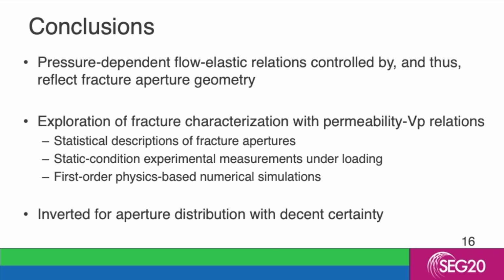So in conclusion, the idea of this project is that pressure-dependent flow-elastic relations are controlled by the fracture aperture geometry, and that's why we can use these relations to reflect the geometric information. We have explored the possibility of doing fracture characterization with permeability and VP relations, and the whole exercise is based on the ideas that statistical descriptions of fracture aperture distributions have to be imposed to quantify the randomness, the experimental measurements are conducted under static conditions under increasing loading, and the numerical simulations are based on first order physics. We managed to get a pretty good fit of aperture distributions by using this simple information. So I guess this gives us an idea that the pressure-dependent flow-elastic relations have potential for being used for fracture characterization.